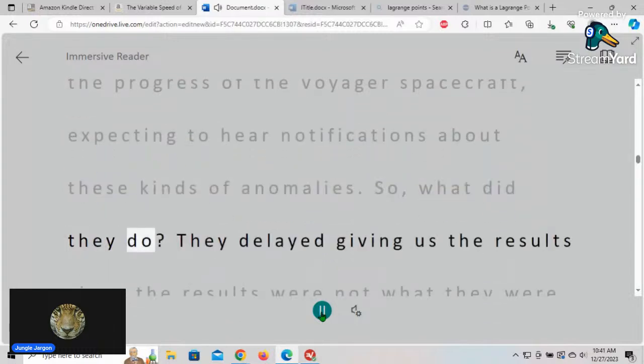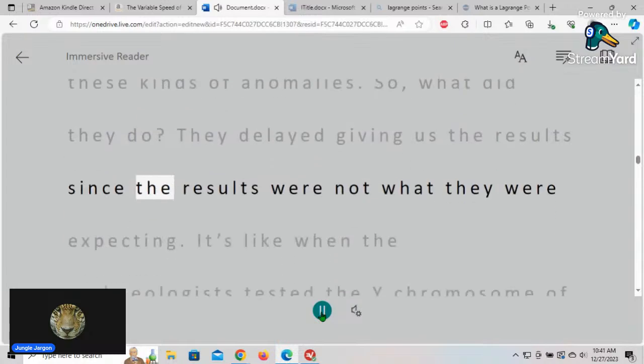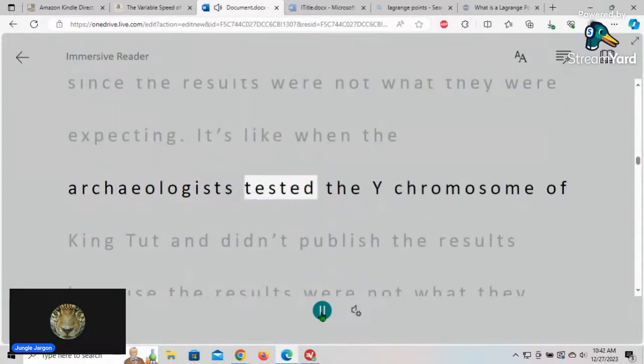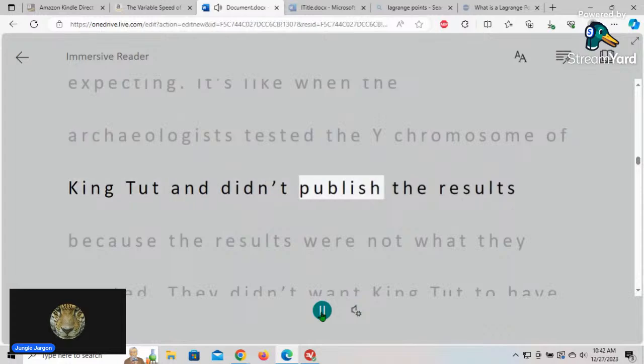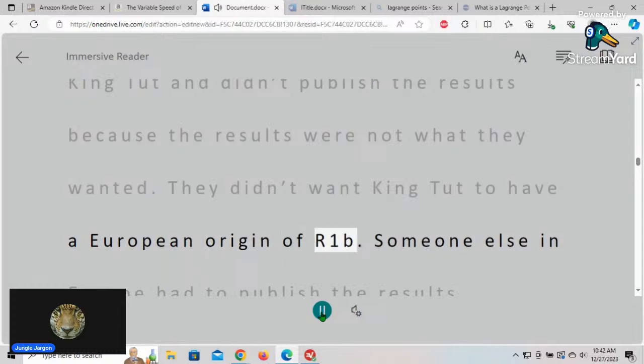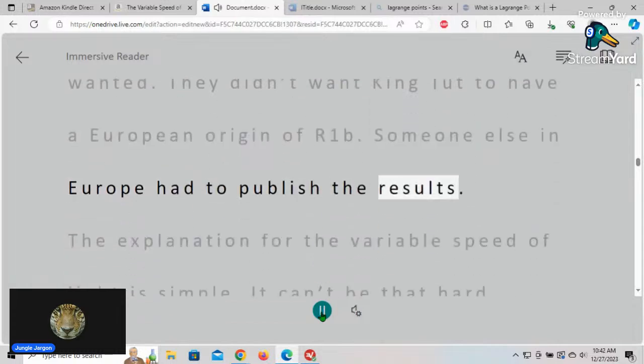So, what did they do? They delayed giving us the results since the results were not what they were expecting. It's like when the archaeologists tested the Y chromosome of King Tut and didn't publish the results because the results were not what they wanted. They didn't want King Tut to have a European origin of R1b. Someone else in Europe had to publish the results.